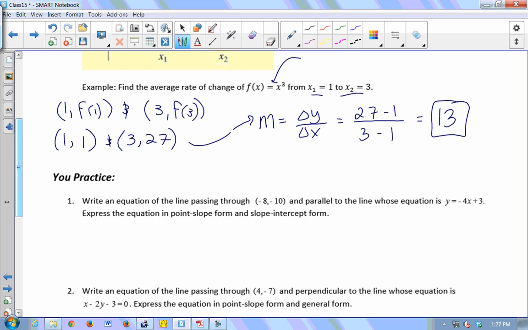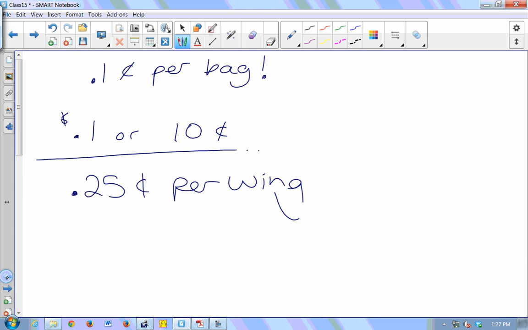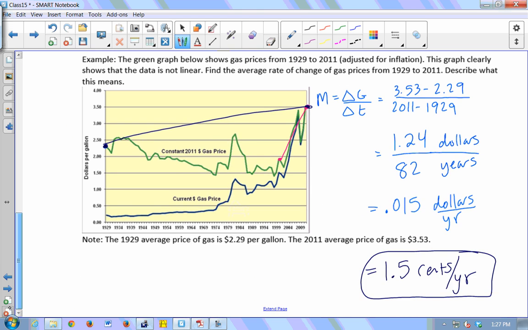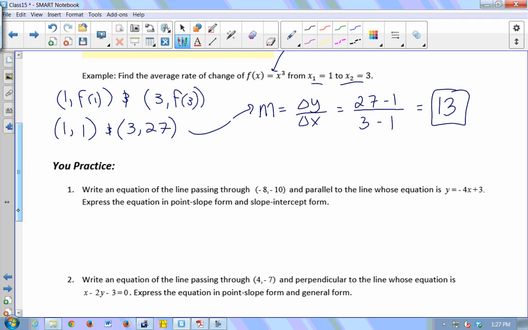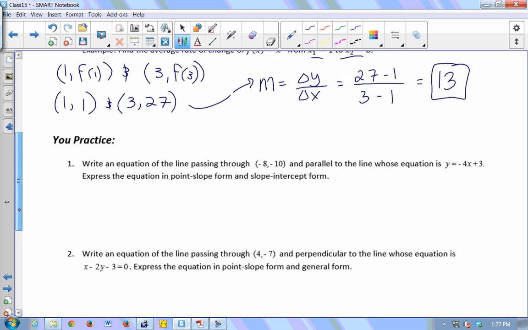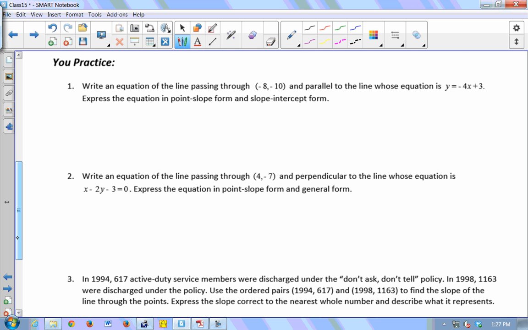Make sense? So this kind of is boring. It's the exact same thing we just did with the gas prices, right? It's just that this made more sense because it was in context. So we do the context one first, and then you say, okay, I could do the same thing for any function f of x. Change in y over change in x. All right, so now there's some problems for you to work on in your groups, and I will come around and help as needed.